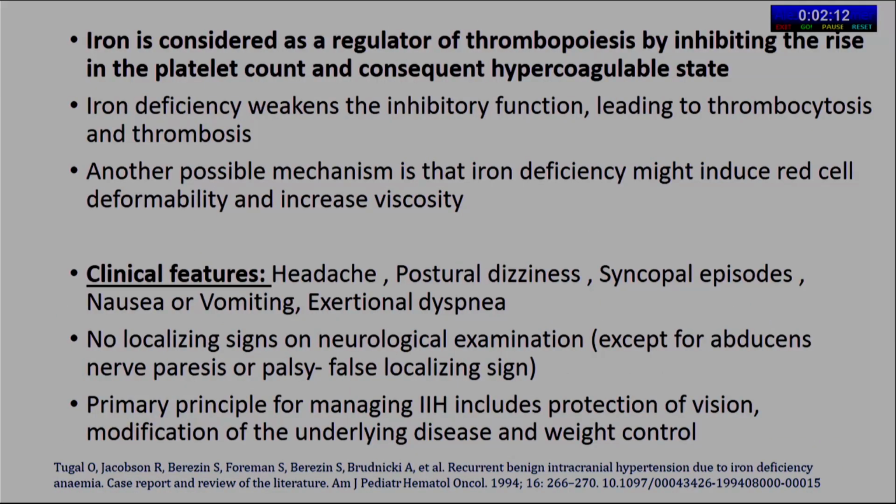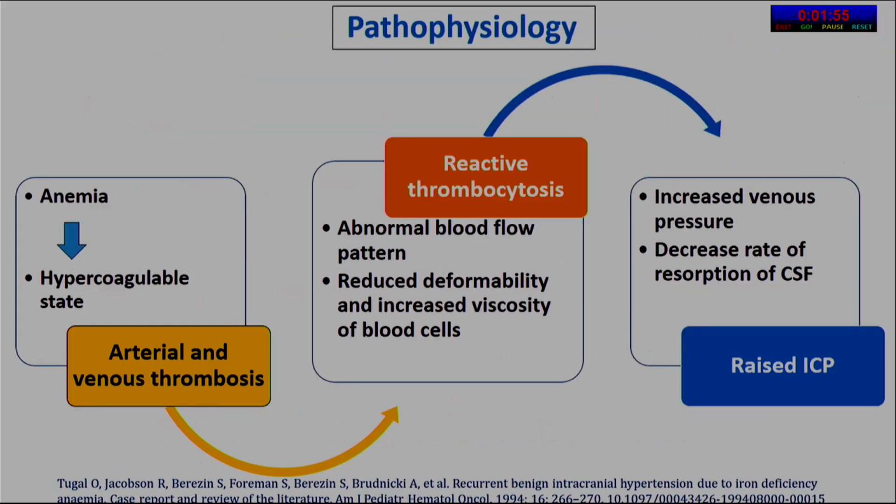So iron is considered a regulator of thrombopoiesis which inhibits the rise of the platelet count and prevents the hypercoagulable state. The clinical features of iron deficiency are headache, postural dizziness, syncopal episode, nausea, vomiting and exertional dyspnea. Anemia will cause a hypercoagulable state which mainly causes arterial and venous thrombosis and leads to abnormal blood flow pattern, reduced deformability and increased viscosity of the blood cell. There is also reactive thrombocytosis which causes increased venous pressure and decreased rate of absorption of CSF. This all will ultimately lead to raised intracranial pressure.